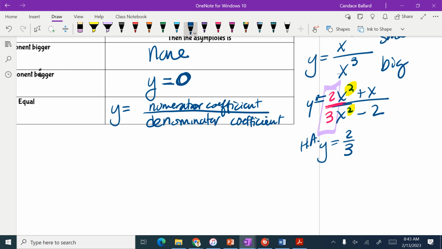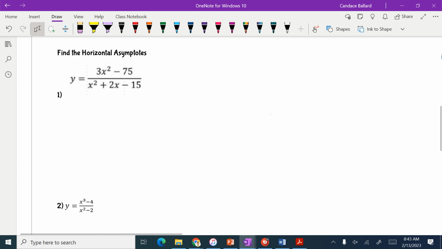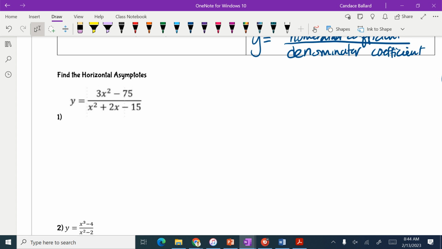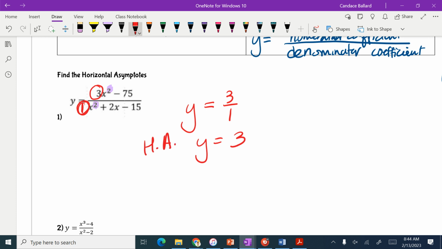All right, let's look at 3 examples real quick. First thing we do is we look for the highest exponent. What's the highest exponent in the numerator? What's the highest exponent in the denominator? Are they same or is there one bigger than the other? Same. So if they're the same, I just look at the coefficients in front. What coefficient is in front in the denominator? 1. And I only look at the highest exponent. So I have y equals 3 over 1 or just y equals 3. My horizontal asymptote, abbreviating HA. That's it. That's all there is to it.